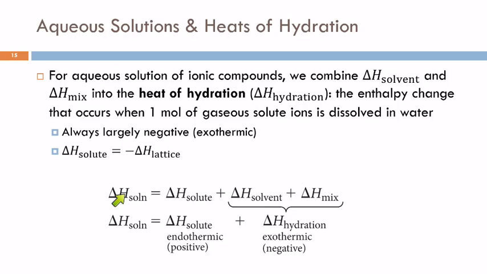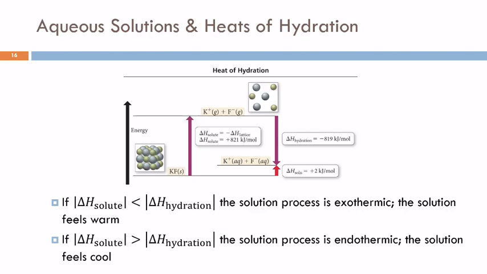So the heat of solution is the energy required to separate the solute, plus these two terms, which we call heat of hydration. And this solute term is going to be the opposite of the lattice energy. So what we observe is that if the amount of energy needed to separate the solute particles is less than the heat of hydration, the solution process is exothermic, the solution gets warm. If this is larger, then it's endothermic and the solution gets cold.